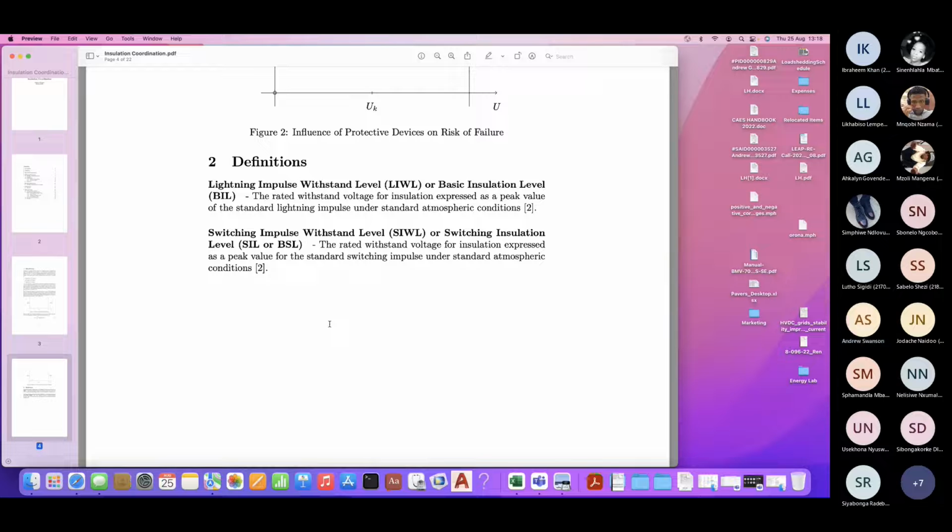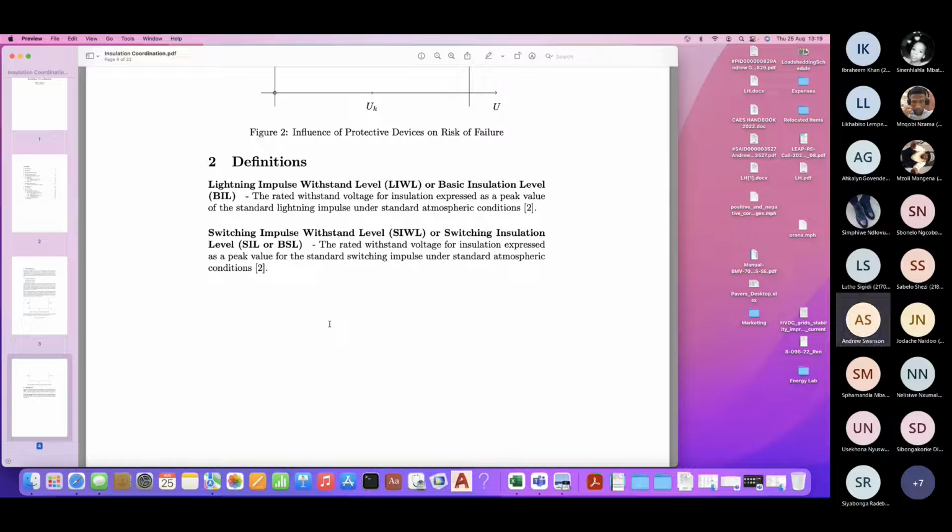There is something a little bit later, I think we look at it, called U50 or U10. U10, so 10% chance of breakdown at a voltage level is the basic insulation level. The switching impulse withstand level, that is the rated withstand voltage for insulation expressed as a peak value of the standard switching impulse under standard atmospheric conditions.